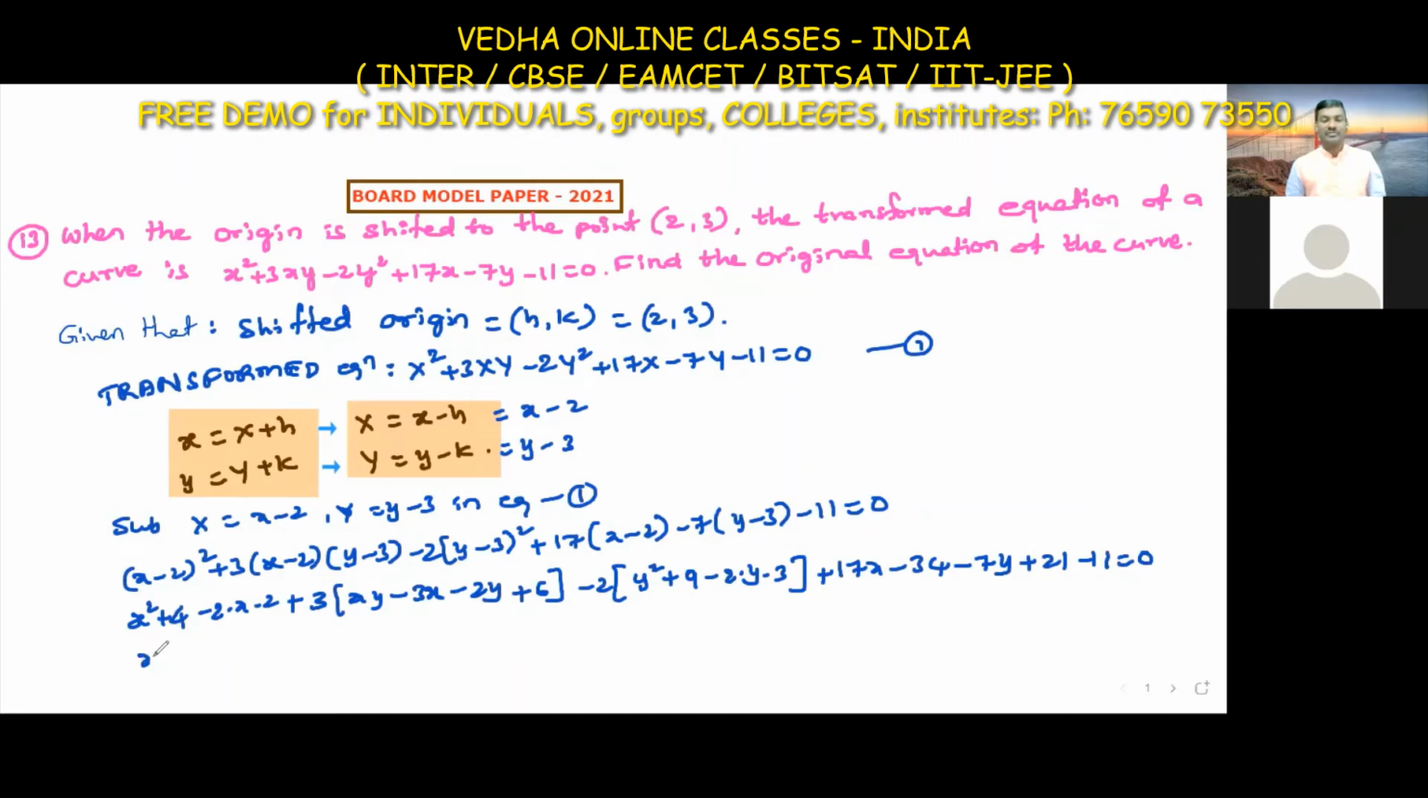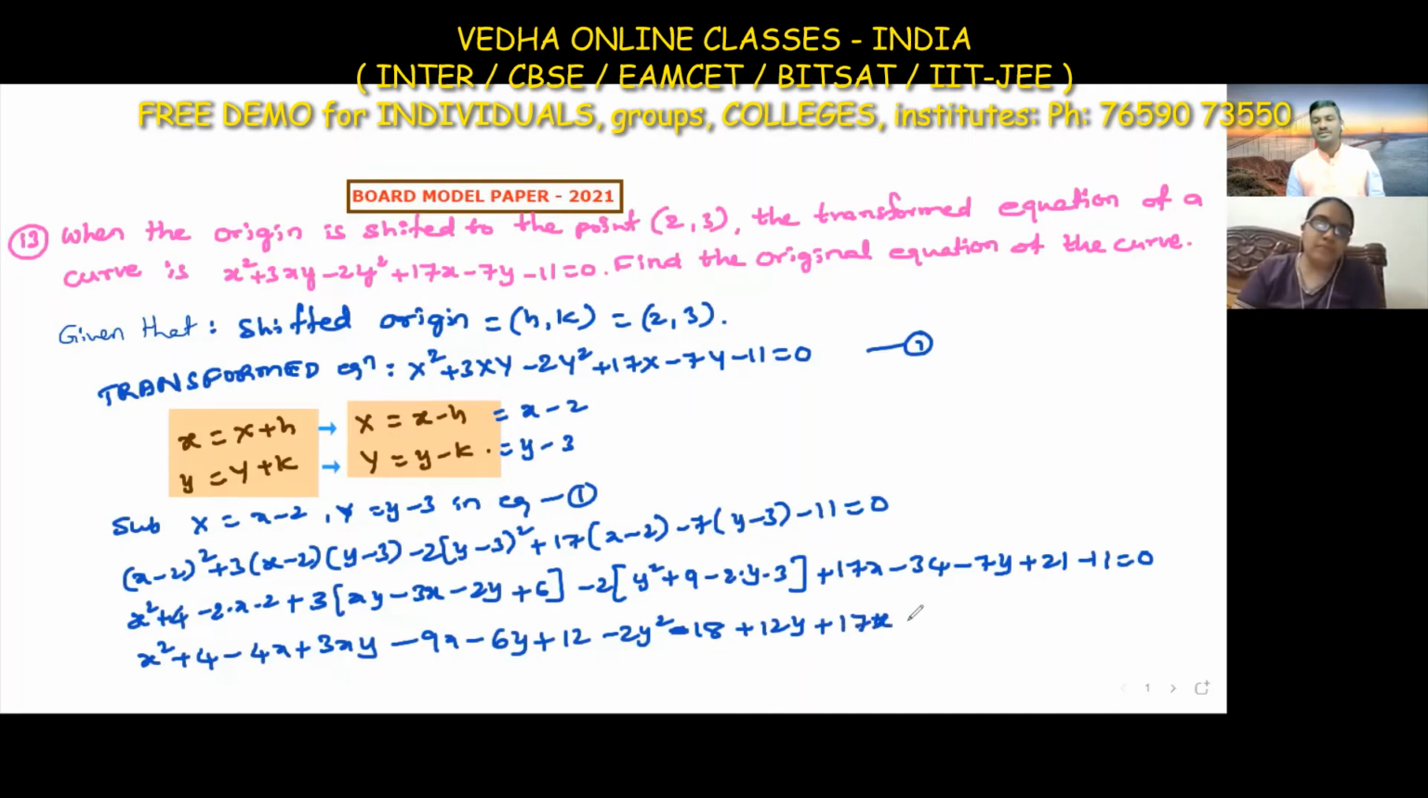Now simplify again: x square plus 4 minus 4x plus 3xy minus 9x minus 6y plus 6, minus 2y square, minus 2 into 9 is minus 18, plus 12y, plus 17x minus 34 minus 7y plus 21 minus 11. If you want, you can simplify further or otherwise write it.